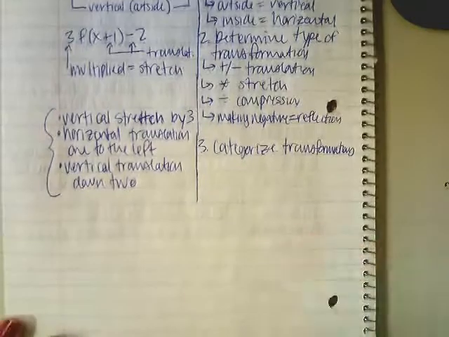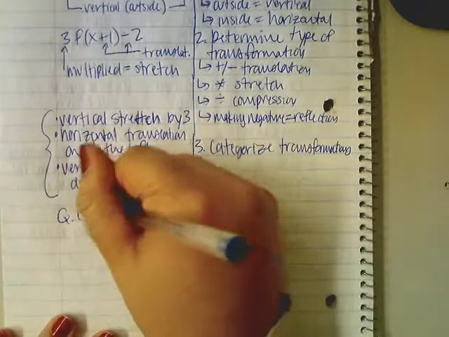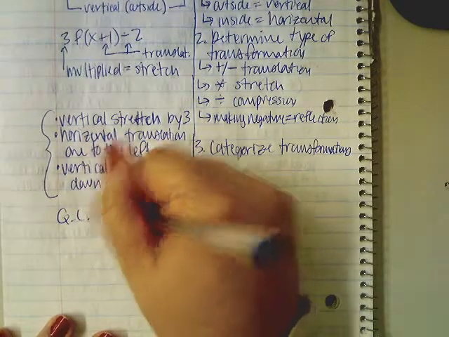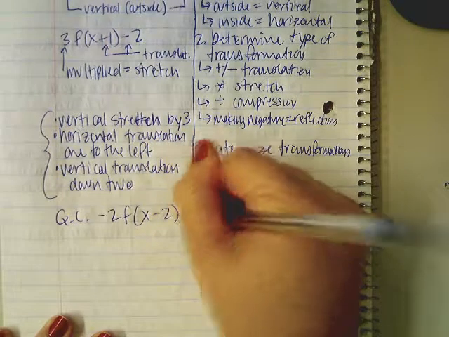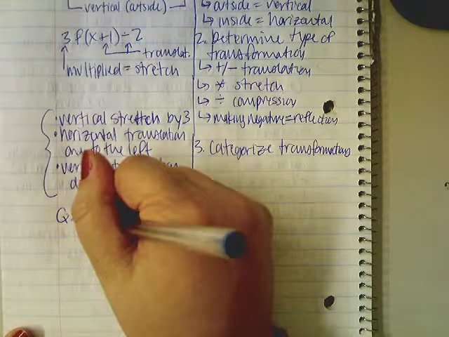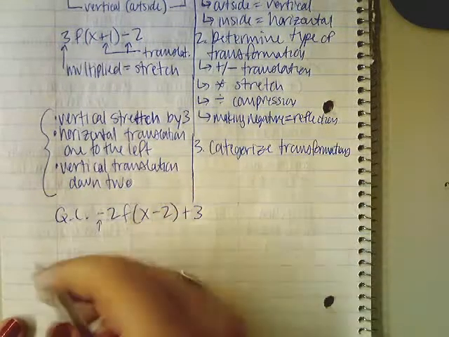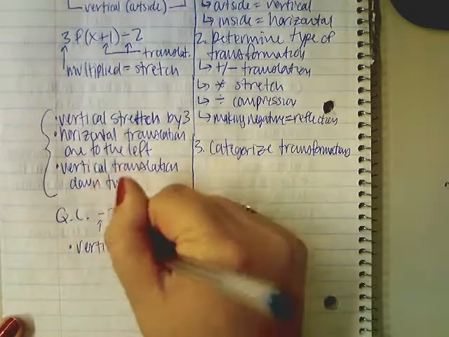So I'm going to do a quick check before we go. I want you to categorize the transformations to f of x given this function. So I want you to identify the transformations on your own. I'm going to go over it now. So if I start here, the negative sign tells me it's a reflection, and since it's outside, it's going to be a vertical reflection.